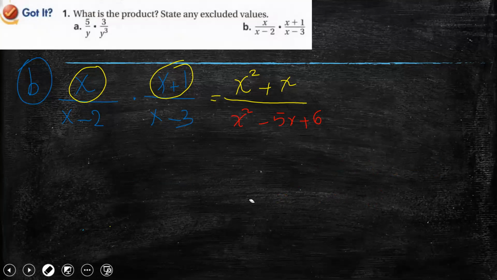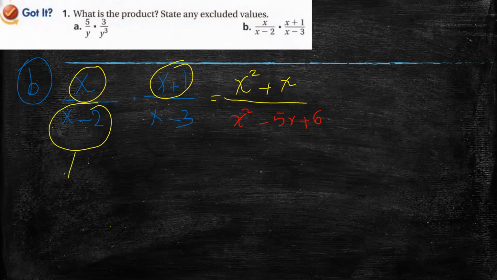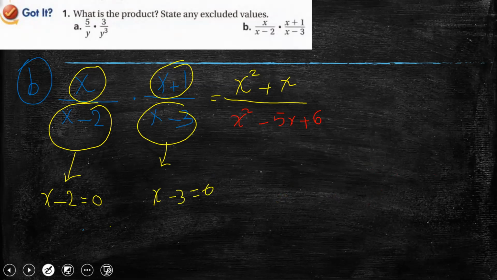Now, after we find the product, let's find the excluded values here. I have to look at the first numerator and find the zero of it, and I will look at the second denominator and find the zero of it. If x minus 2 is 0, what is the value of x? x equals 2. And when x minus 3 is 0, what is the value of x? It's 3. So what are the excluded values here? 2 and 3. Bravo.